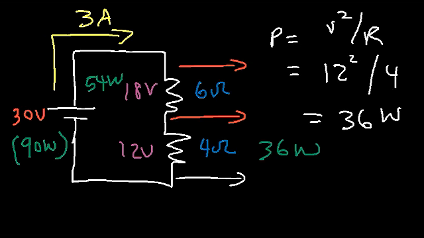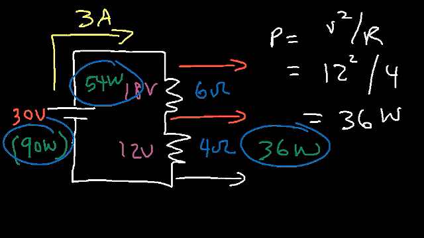Notice that the total power absorbed by the two resistors adds up to the power delivered by the battery, which is 90. 54 plus 36 adds up to 90. Now, what exactly is power?